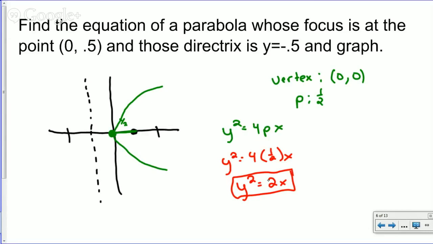So this also tells us one other thing. This tells us what LR is. And LR is 4 times the absolute value of p, which is 2. So if I cut this here through the focus, that is 2 units long, or 1 on the top and 1 on the bottom. So when I go to graph it, I want to graph that, that way I can get exactly how wide or narrow this parabola is going to be.